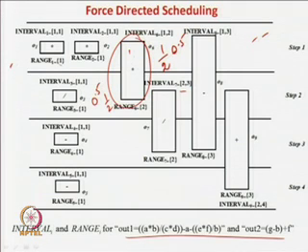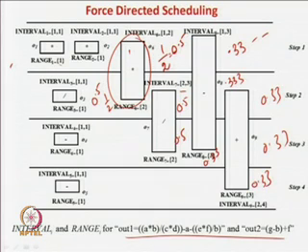The scheduling probability of the multiplier in this step is 0.5 and in this step is 0.5. The divider is also 0.5 over here and 0.5 over here. The subtractor is 0.33, 0.33, 0.33, which is very obvious, 1 by 3. And here the probability is actually 1, because they do not have any flexibility.